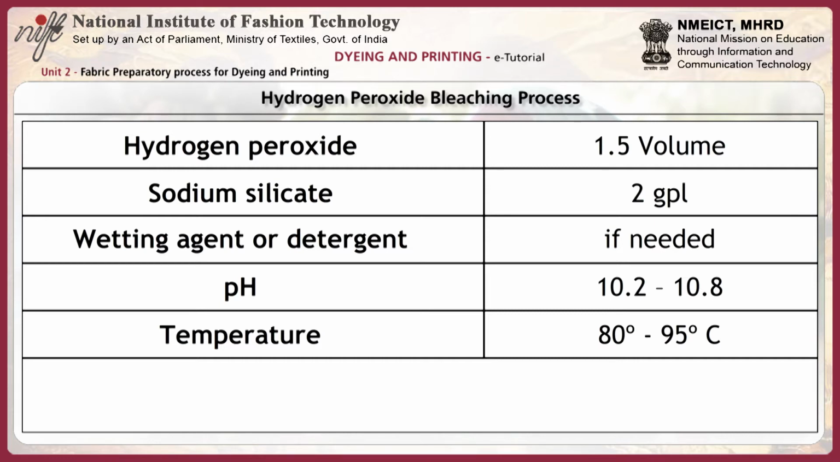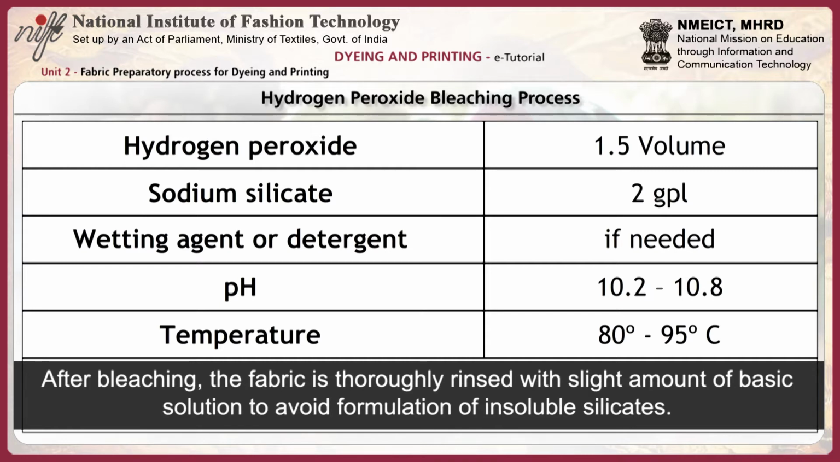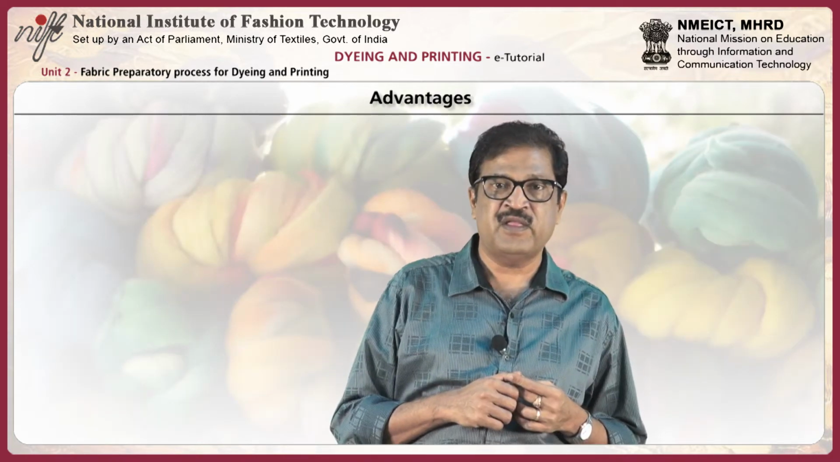The temperature is to be maintained at about 80 to 95 degrees centigrade. Bleaching is carried out near or above boiling temperature under pressure for 1 hour or more. After bleaching, the fabric is thoroughly rinsed with a slight amount of basic solution to avoid formation of insoluble silicates.